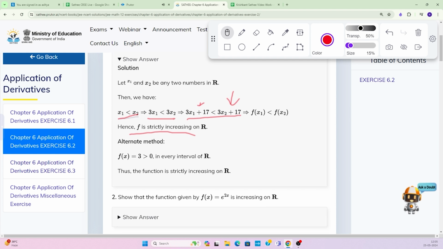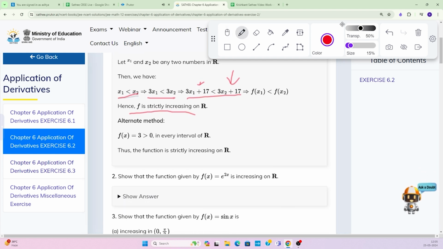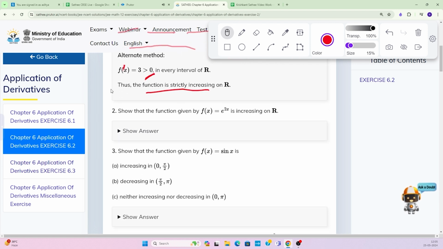But try the alternate method, in which you have to find the derivative. So f prime of x is just nothing but 3, and 3 is strictly positive. This means f prime of x is positive for every x in the given interval, so f is strictly increasing. Simple. Let us move to problem number two.